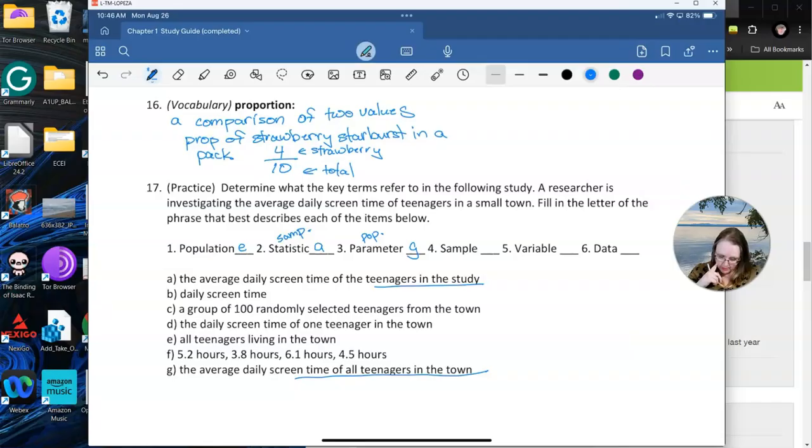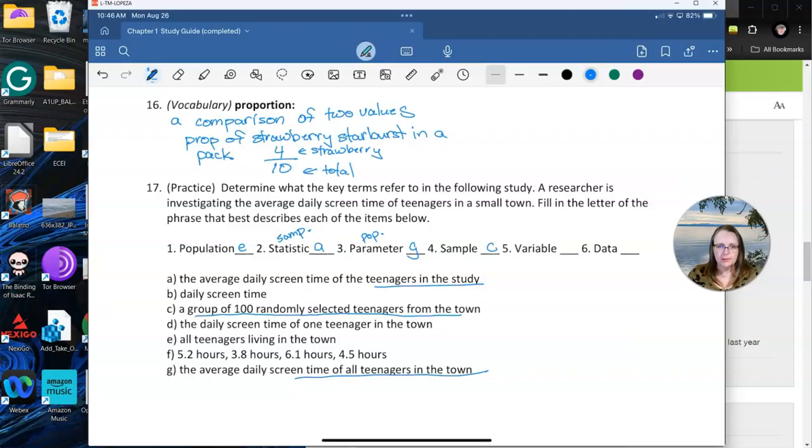So what's the sample? From that list of things, it would be the group of randomly selected students, right? That's the subset of the population. It's a smaller group that is representative of the population, or hopefully representative of the population.